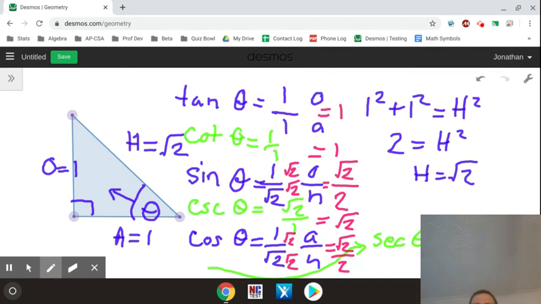So that's the 6 trig functions in rationalized form. Sine and cosine, both square root of 2 over 2. Cosecant and secant, both just a square root of 2. And tangent and cotangent, both 1.